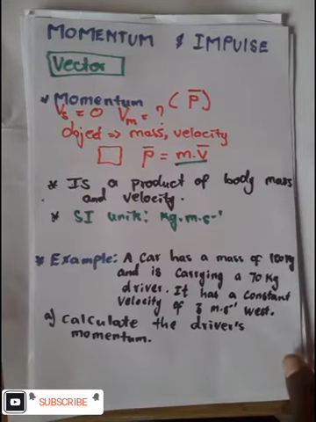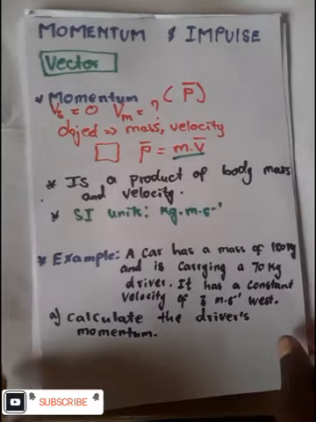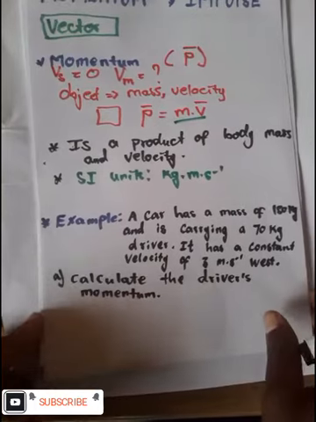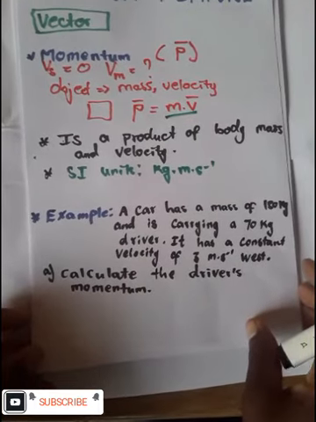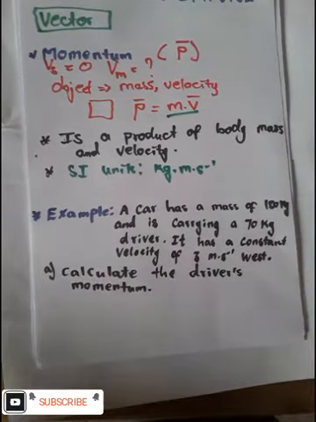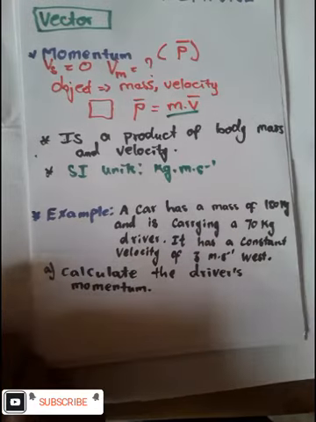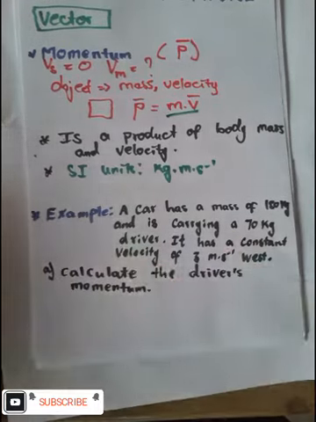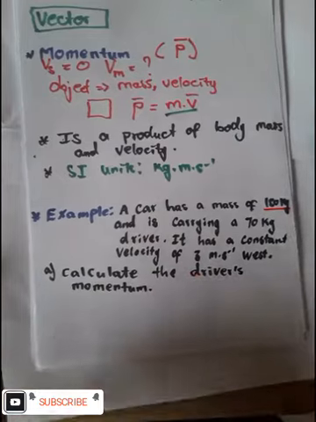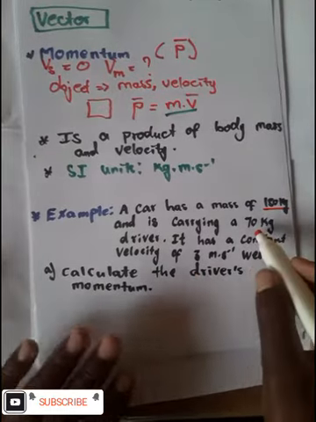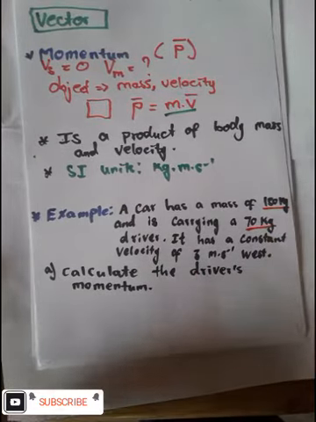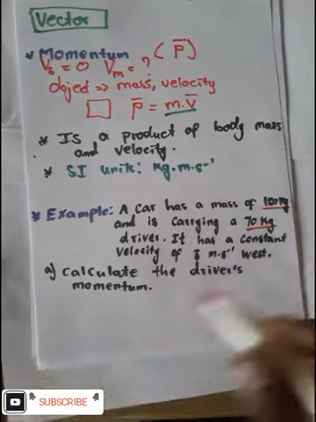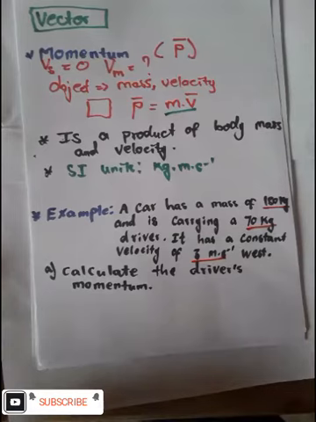So let's do one example for momentum. A car has a mass of 108 kg and is carrying a 70 kg driver. It has a constant velocity of 3 meter per second west.